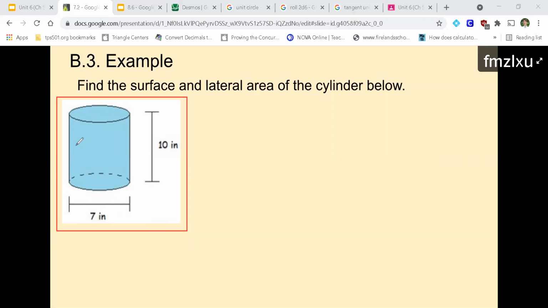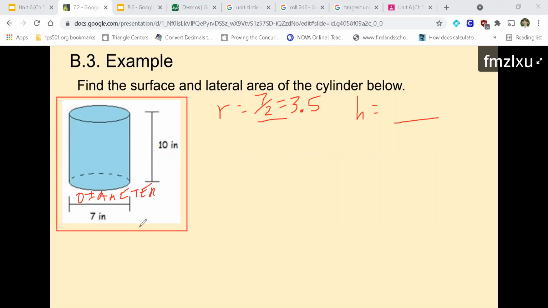If I want to find the surface area of this, I need to know two things. I need to know the radius and I need to know the height. What is the radius? Why is it 3.5? Because it's half of the diameter. Yeah. Remember, diameter is the whole length across. Radius is just half. So the radius is 7 divided by 2, or 3.5.